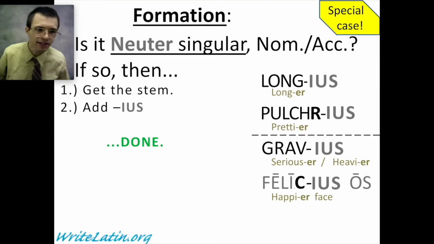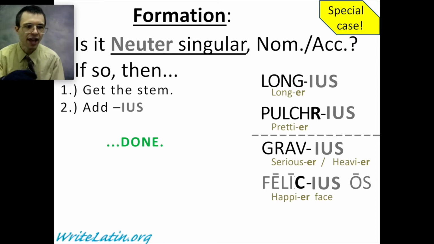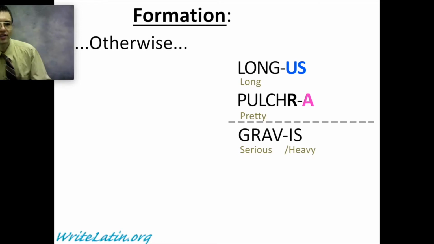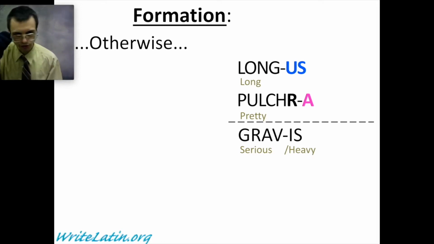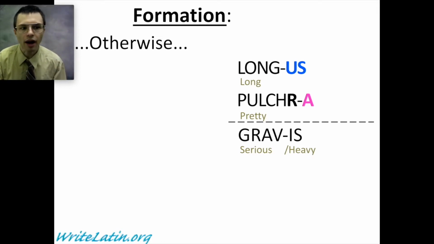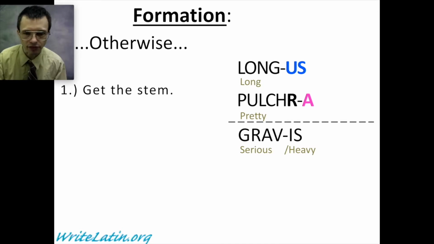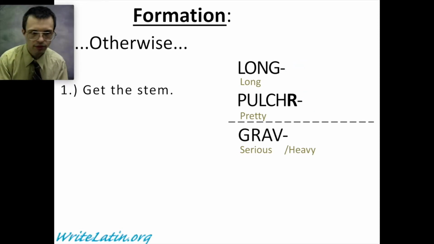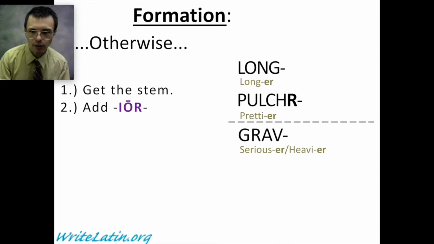Most of the time, 95% of the time, you're not going to have a comparative neuter. Think about it. It has to be a blanker thing. Is that going to be very common? No. So here is the 95% of the time what you're going to run into instead, which is IOR as the sign of the comparative. So step one, get the stem. All right, ready, go. All right. Then add on IOR.